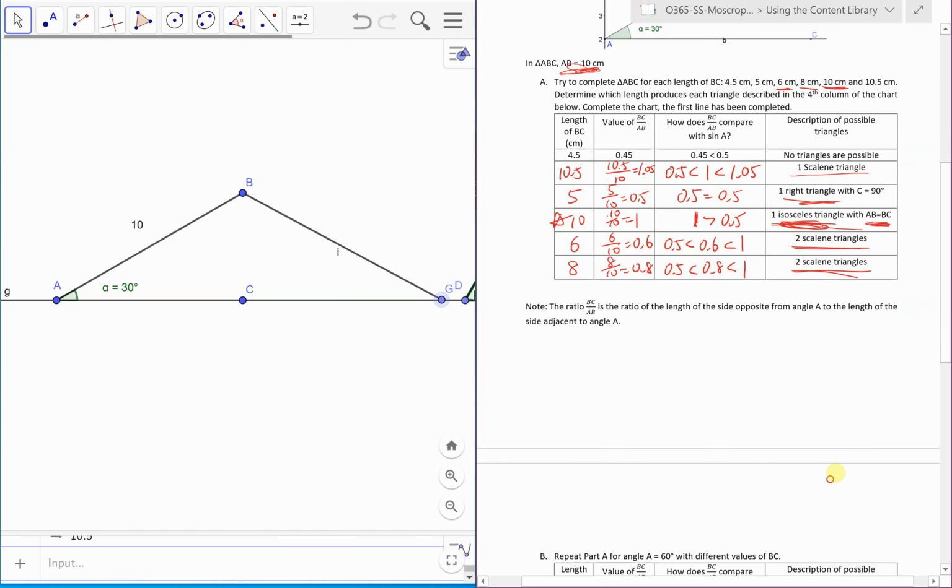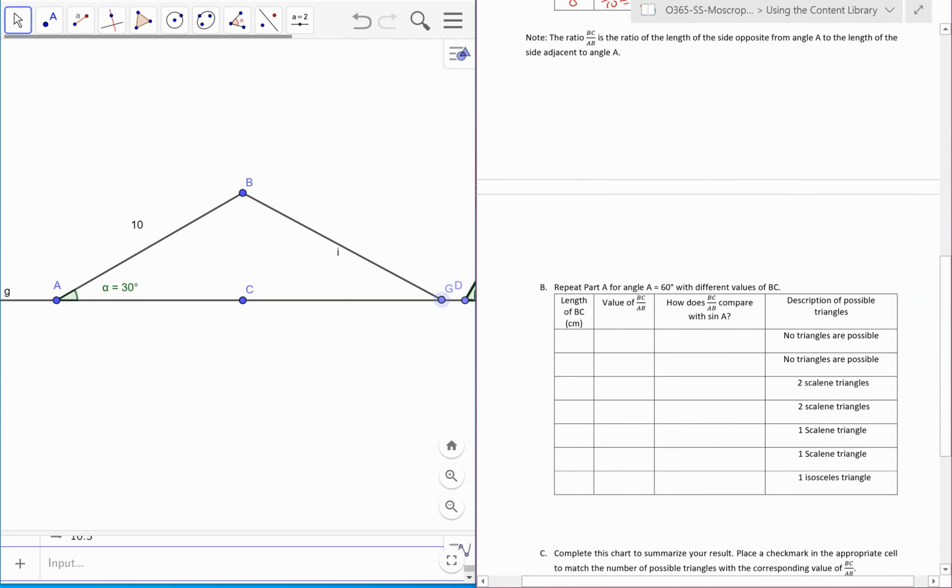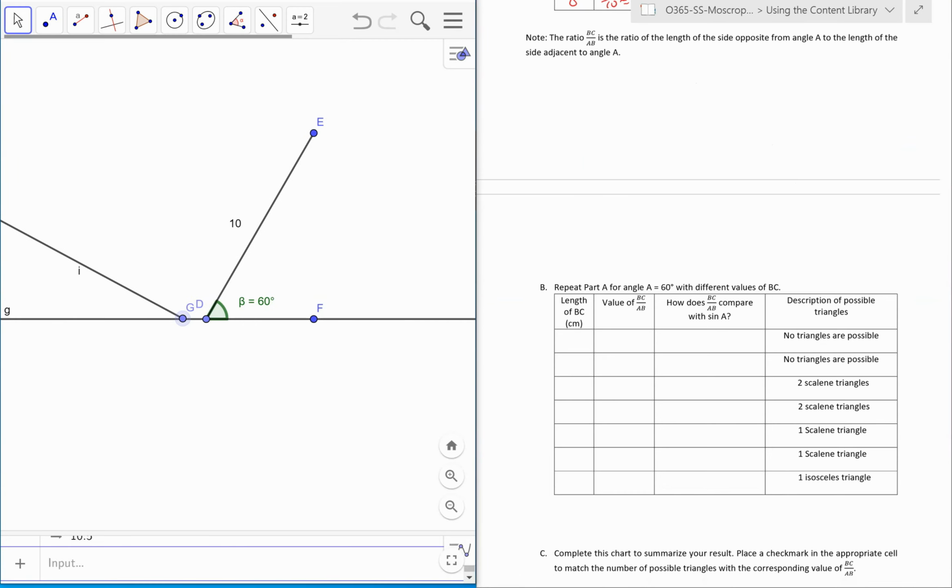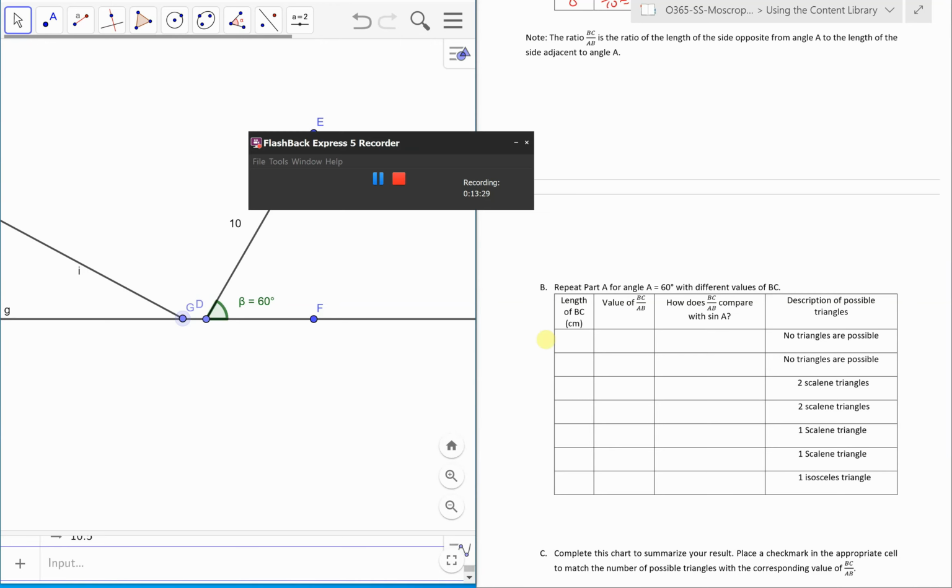Okay, now what I want you to do is predict what happens when, instead of A being 30 degrees, A is 60 degrees. I have beta here, but it doesn't matter. The setup is the same. You can see here's the angle A. I'm still making AB to be 10 centimeters. Now you need to pick the values of BC and fill in this table. Just try it, see what happens, and I'll come back and show you.